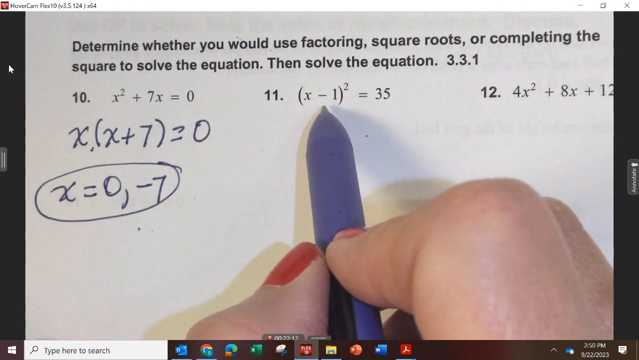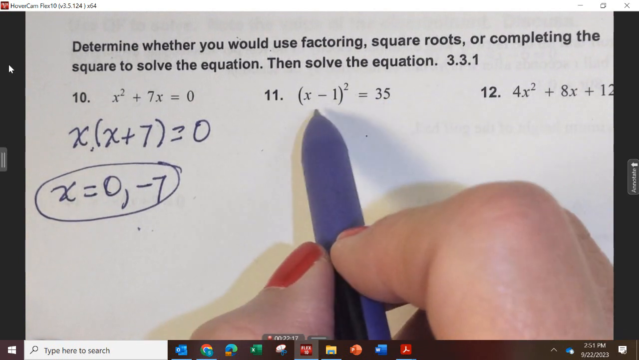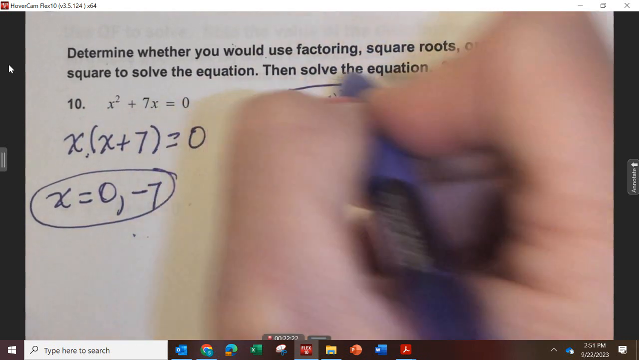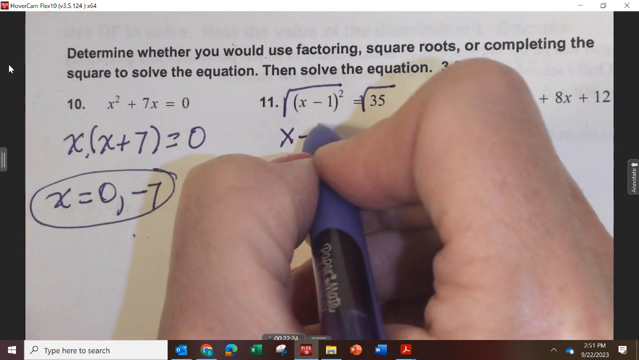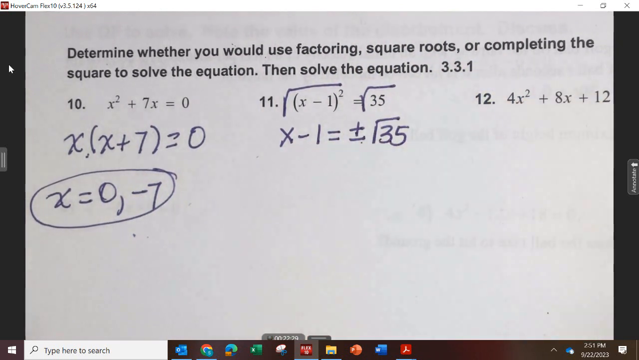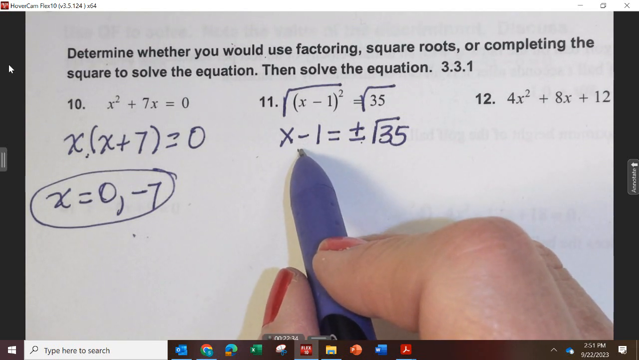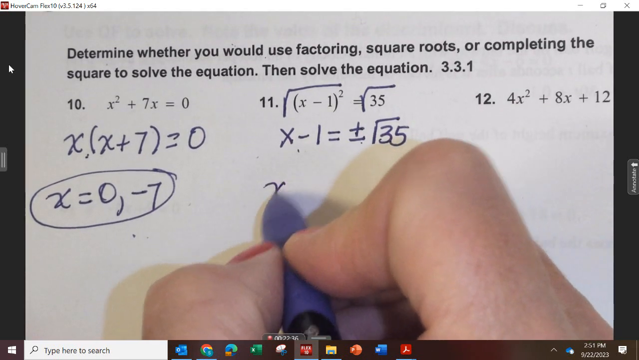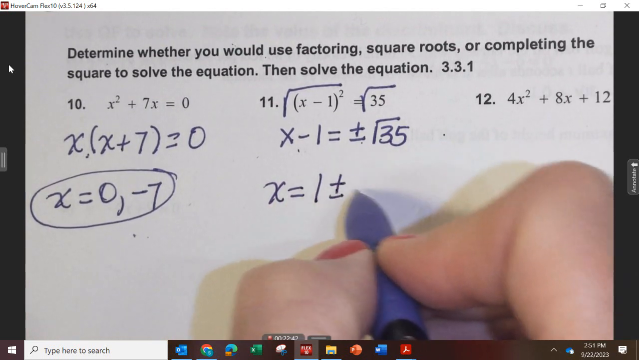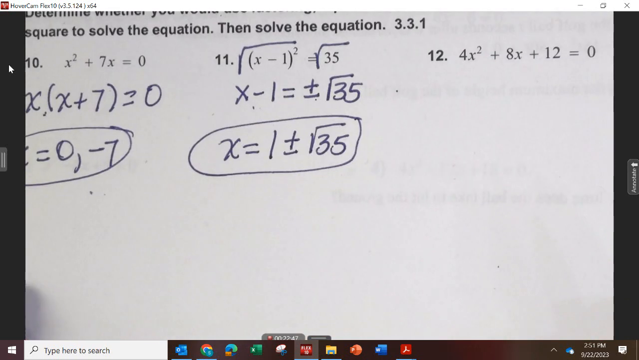Okay, on this one, this is already in a good form for us, because what can we just do to both sides here at the very beginning? Square roots is the way to go. So we're going to have x minus 1 equals plus or minus radical 35. And then what do I do? Add 1 over. Does the 1 go in the back or in the front? In the front, because we want the rational part first, irrational second. And there we go.